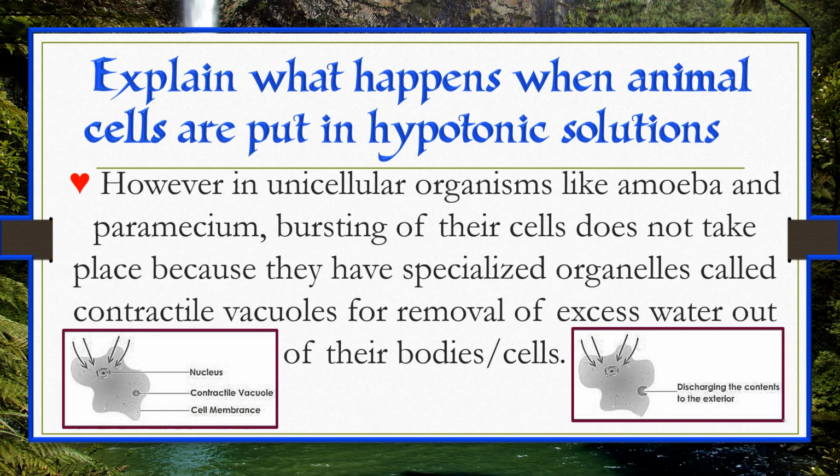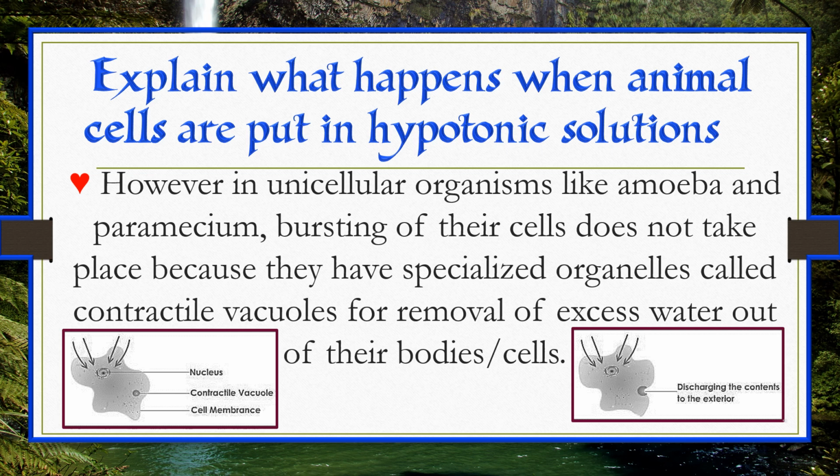However, in unicellular organisms like amoeba and paramecia, bursting of their cells does not take place because they have specialized organelles called contractile vacuoles for removal of excess water out of their body and cells. So what happens if you look at the diagram?